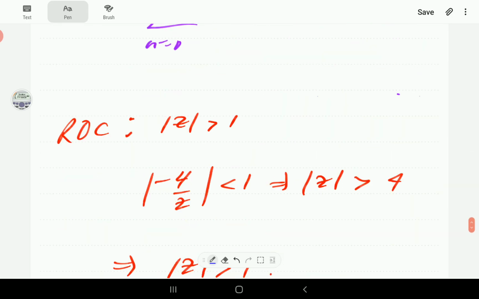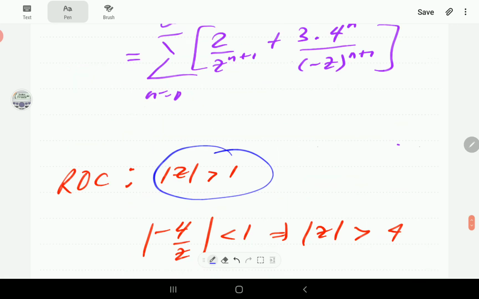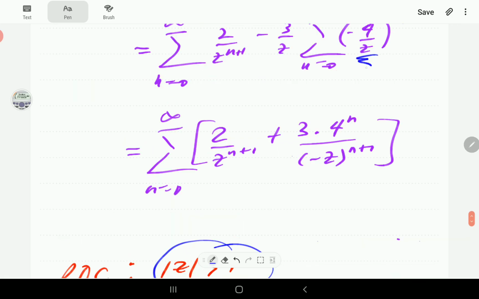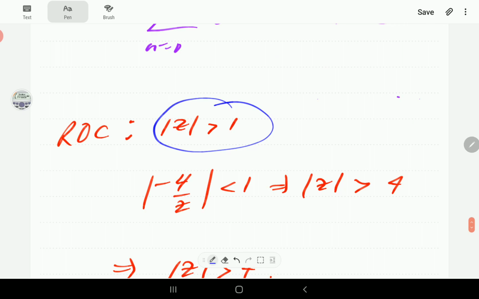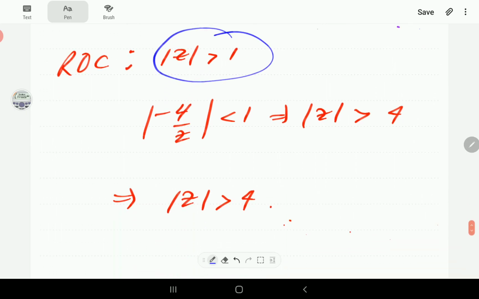This one already satisfied this inequality, and then the one we just did here must satisfy the condition that this is less than 1 in magnitude. So mod z is greater than 4. Now, greater than 1 and greater than 4 intersects at greater than 4.